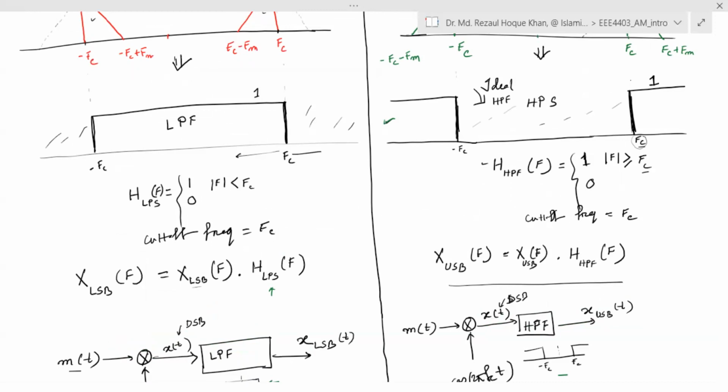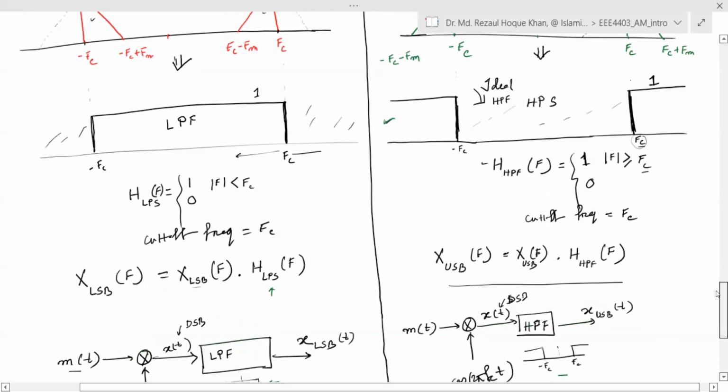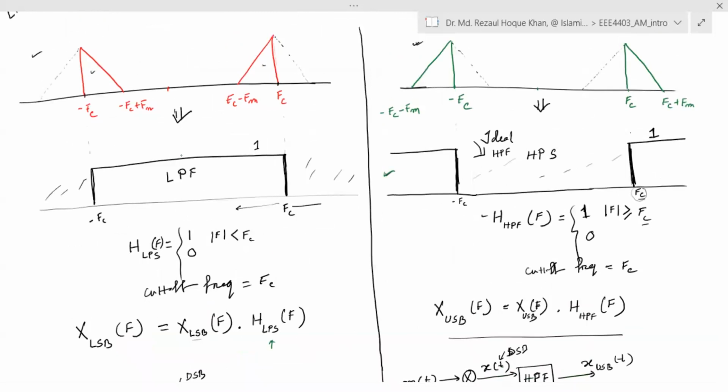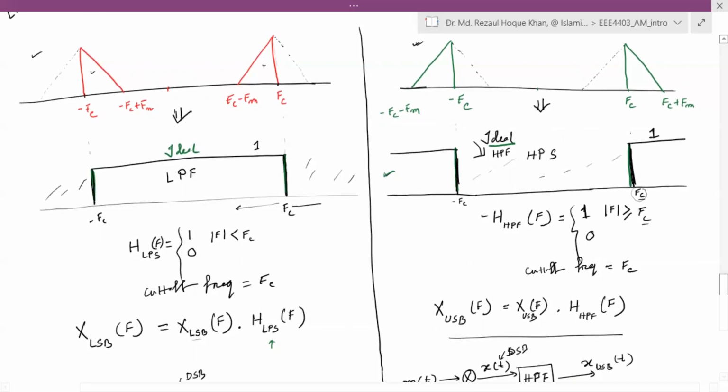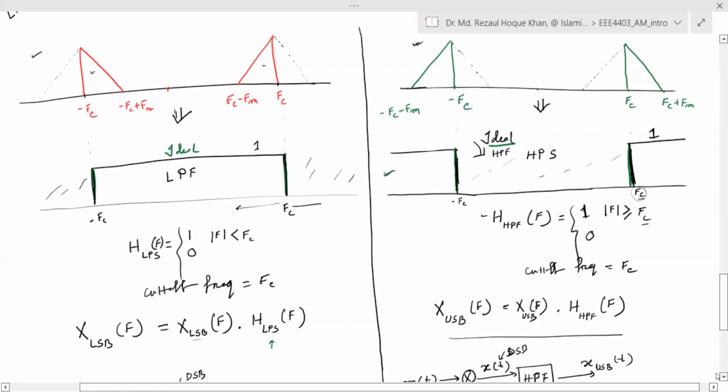Now we see in both cases these are ideal. So this is an ideal low pass filter. This is also an ideal high pass filter. That is also an ideal low pass filter. Means in practice it's very difficult to design a filter with such sharp cutoff. We can see the cutoff is very sharp, right? This is ideal. Practically, this is not a possible case. Practically, these don't happen. So what happens in practice?